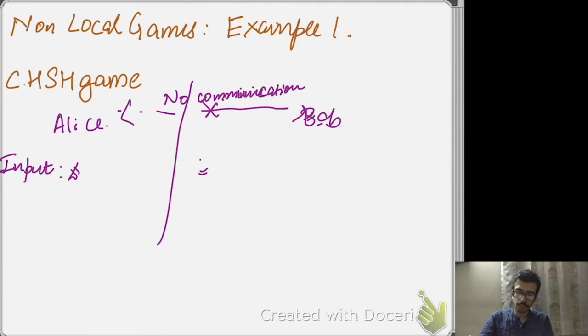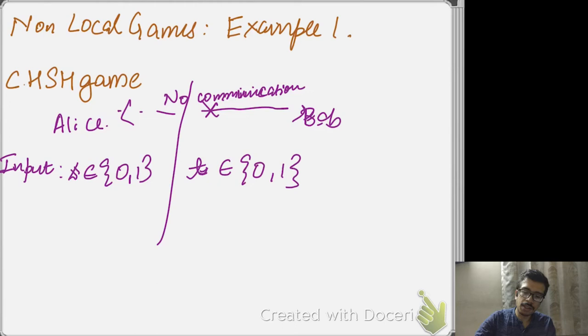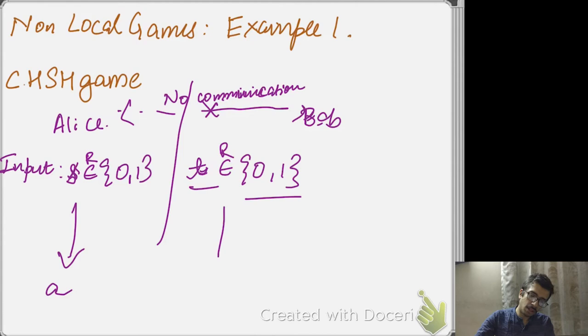So each of these is actually a single bit, so it is either 0 or 1, and they are given one of these bits uniformly at random. So you are just given a sample S and T, each randomly sampled from 0 and 1. And in the end, Alice needs to output A and Bob needs to output B, which are again bits. So each of these is also a single bit.